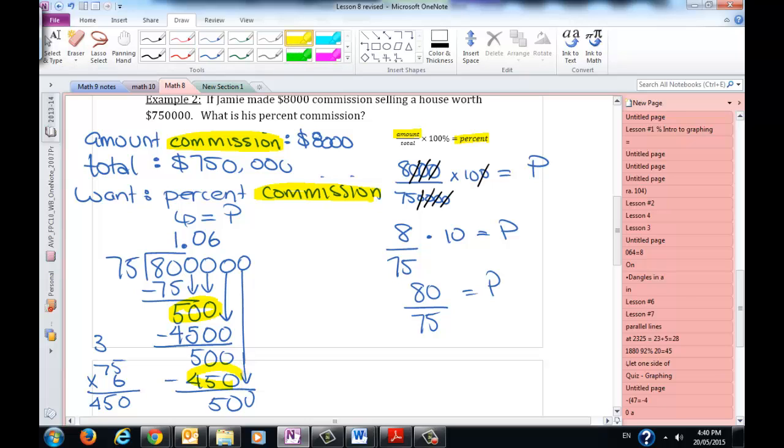So what's happening is that it's actually repeating. We're going to get 6, 6, 6, and so on. And how we represent this is by 1.06, repeating.